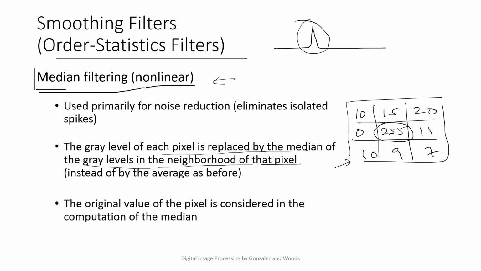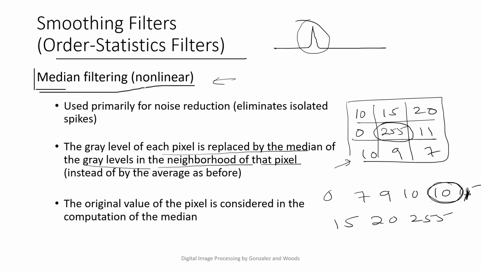If I want to remove this, what I'll do: there are how many values? 9 values. So I will arrange them from lowest to highest: 0, then 7, 9, 10, 10, 15, 20, 255. I have missed one: 10, 10, 11, 15. So somewhere here this is 11 and this is 15. So what is the median? 1, 2, 3, 4, 5. This is the median, right?